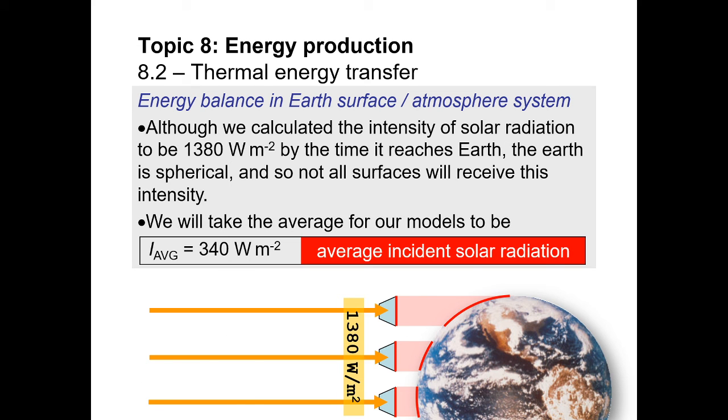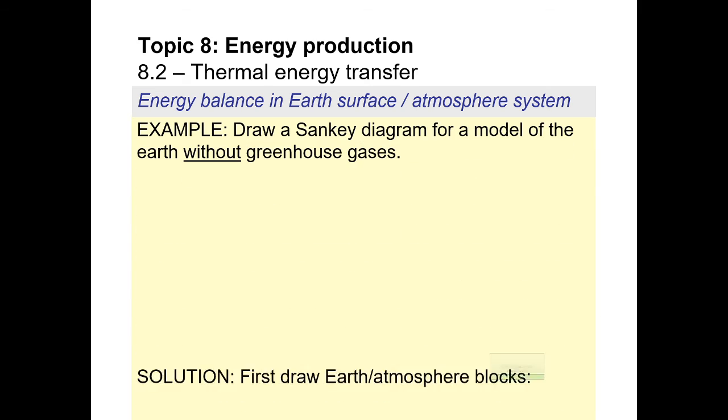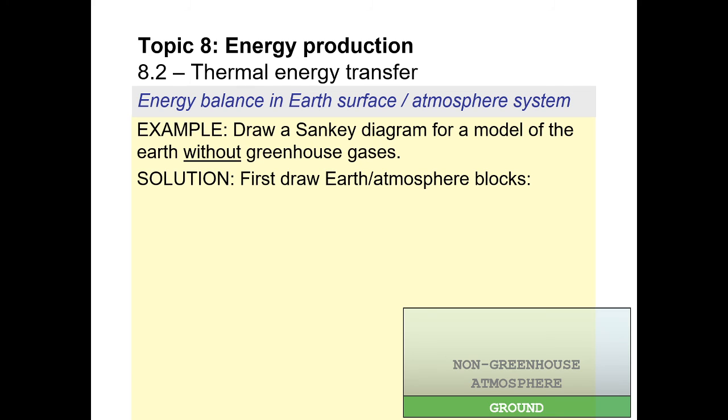On average, taking into account the large spreading in the north and the limited spreading at the equator, the average intensity of radiation hitting the Earth is about 340 watts per square meter. So now here we go with Sankey diagrams once again. Draw a Sankey diagram for a model of the Earth without greenhouse gases. In other words, whatever comes in, all of it goes back out. First things first, we are assuming that we have an average intensity of 340 watts per square meter. This is what we saw on the previous slide.